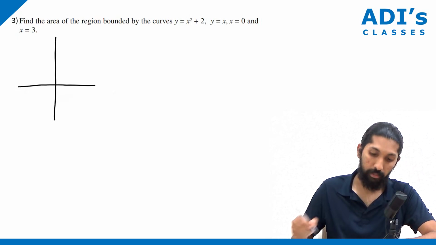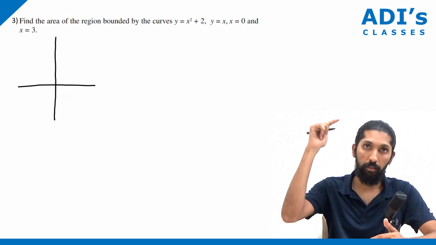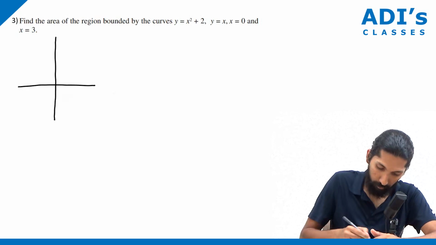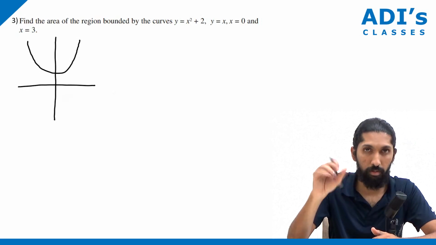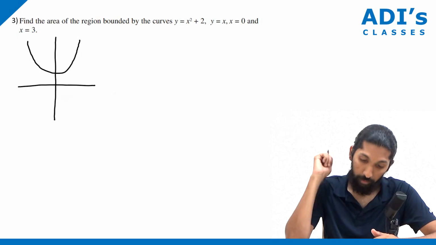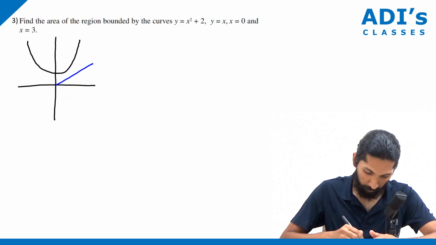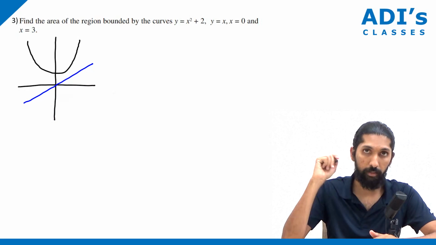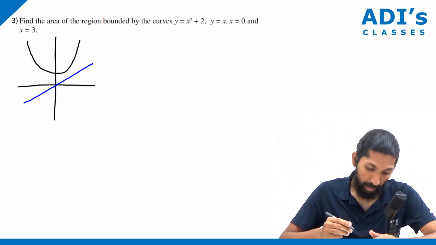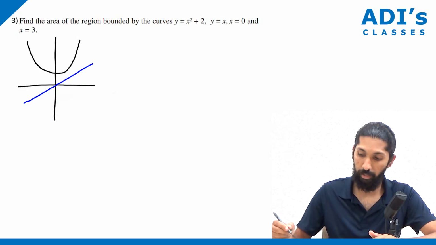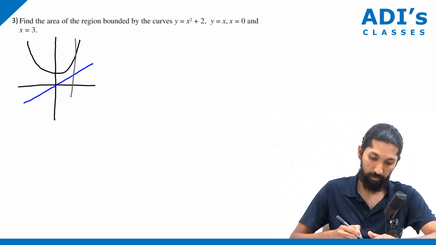Alright, see the first curve is y is equal to x square plus 2. X square, so it's upward opening. Since you have x square plus 2, the graph is going to be something like this. Then we have y is equal to x. Now y is equal to x is a line, a 45-degree line, slope of 1, correct? Then x is equal to 0, that's the y axis, and x is equal to 3. Okay, so x is equal to 3, it's going to be somewhere like this.